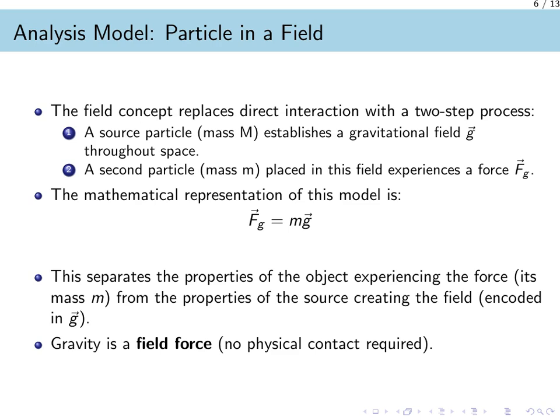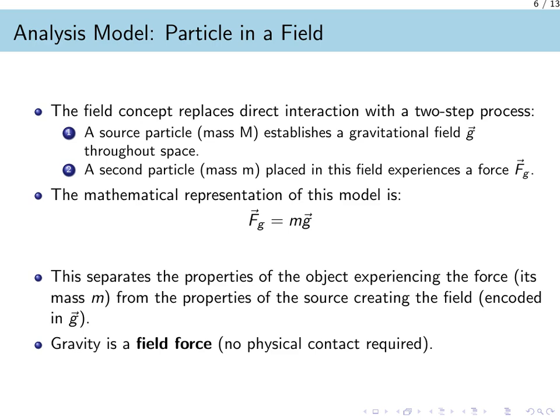This slide formalizes the particle in a field model, which explains how an object interacts with an existing gravitational field. We have already established the first step. A source mass creates a gravitational field, g, in the space around it.